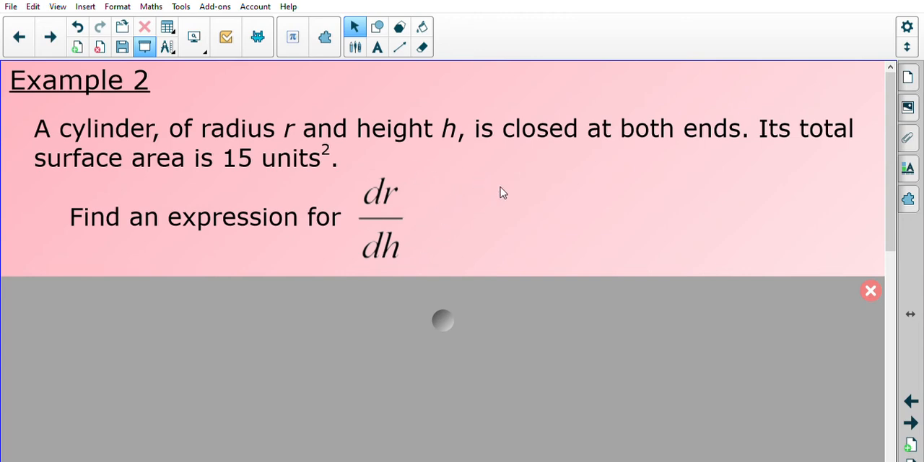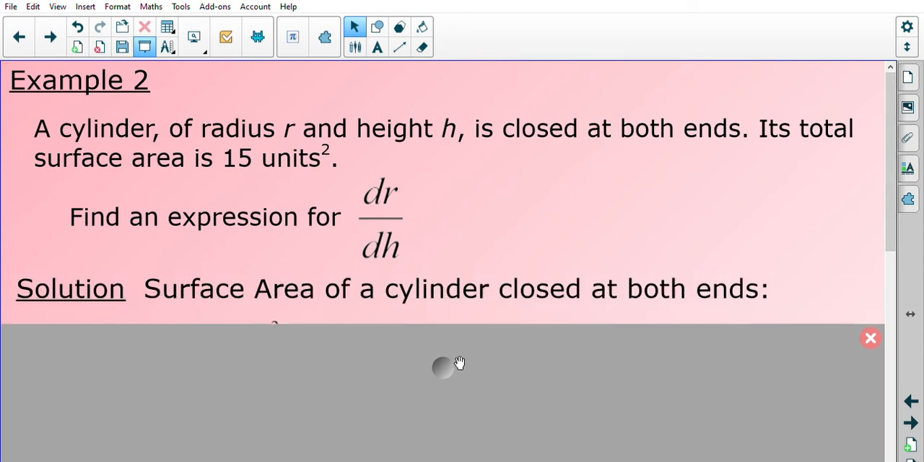So what this basically means is that we have a cylinder closed at both ends. We know the surface area is fixed at 15 units squared. So if we change the height, how does that affect the radius in order to keep the same surface area of 15 units? That's what we are thinking about in this physical example. Let's see if we can work out how to do so.